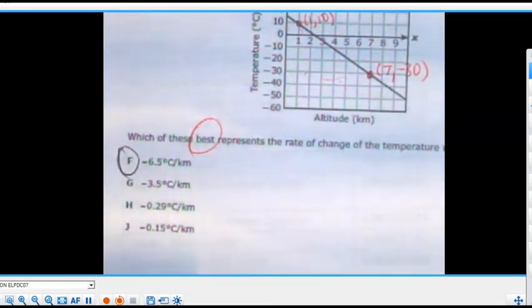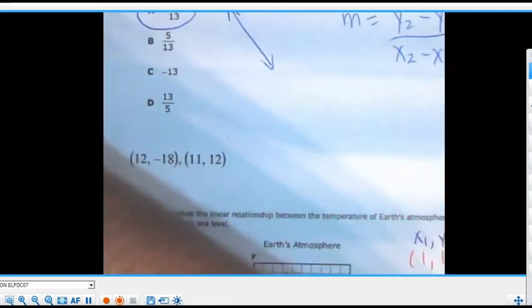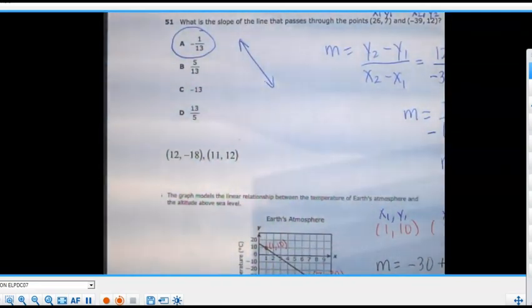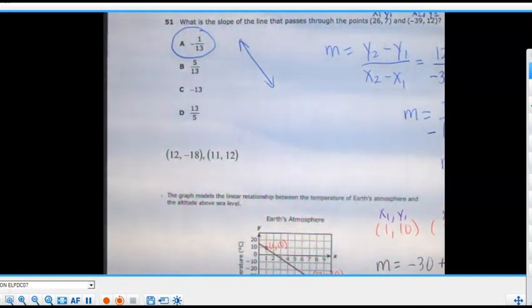All right, so this concludes this video. I hope that you feel a lot more comfortable with slope, rate of change. Super important, because I cannot stress to you enough, you are going to see it on the STAAR. All right, so that concludes this video, and I did quite a few problems from this one.